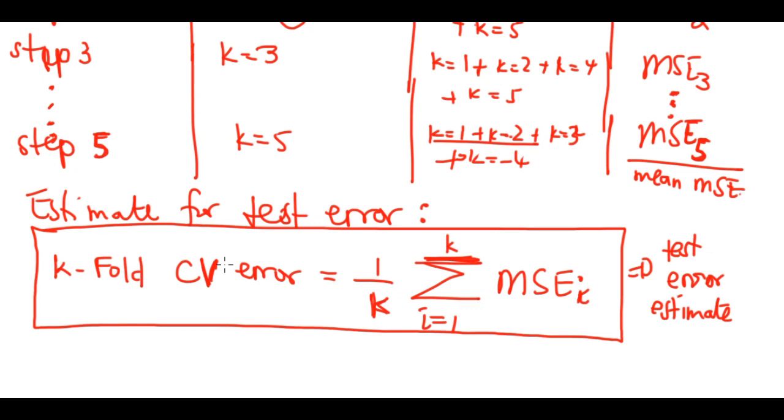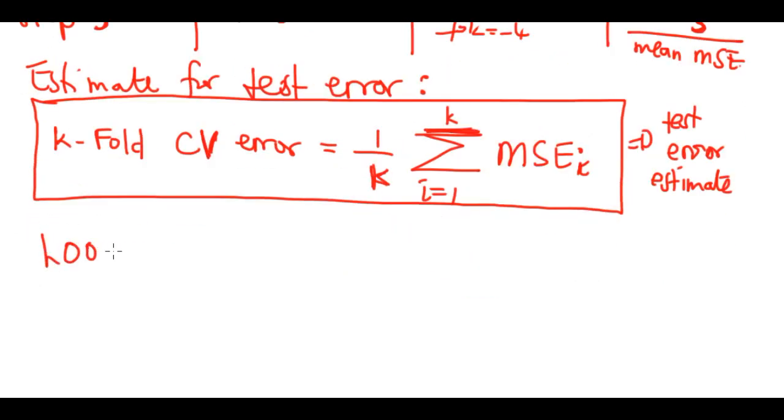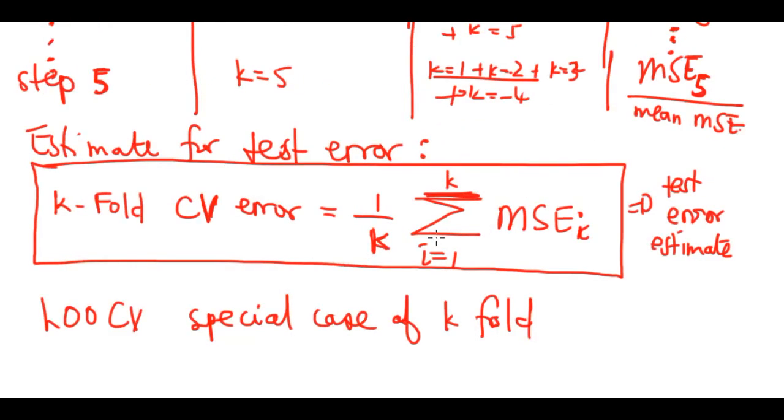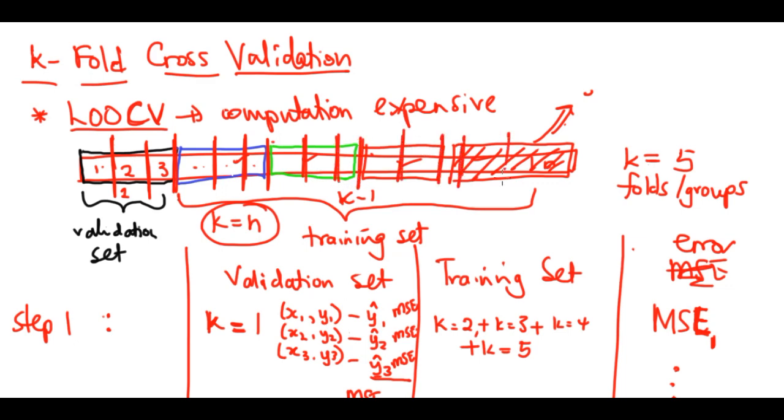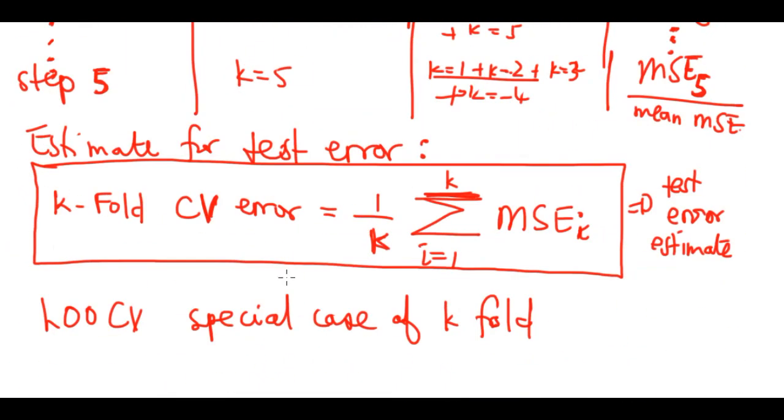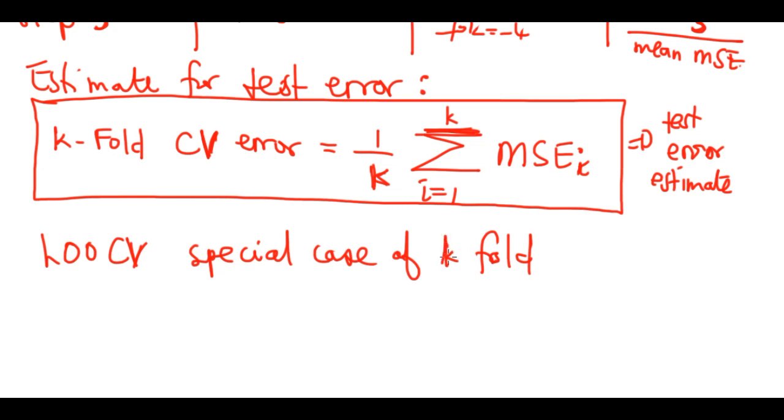And some people have already picked this up. Our LOOCV is a special case of k-fold. It's a special case because instead of dividing into 5 like this, when we're doing LOOCV, we've divided our data set into k equal to n. It means each observation is its own fold. That is what LOOCV does, right? It divides this data set into individual observations and does those k equal to n steps, so LOOCV is a special case of k-fold CV, right?